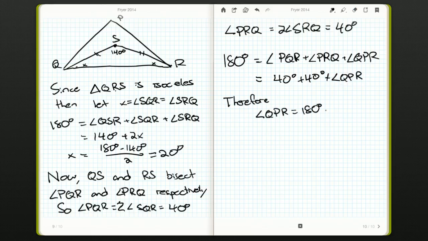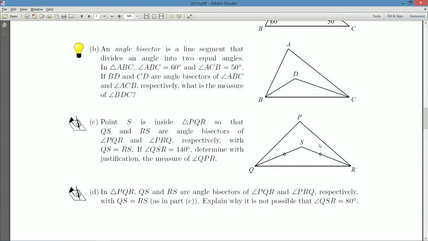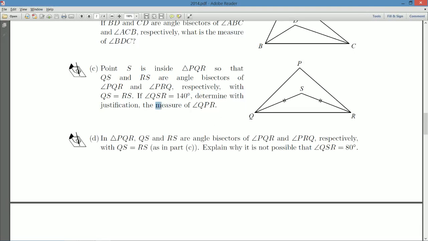So we can rearrange this. And we get 100 degrees. And that gives us the value of angle QPR. Okay, that sounds fantastic. And that's all we were asked for in part C. That's great. And we justified it by stating what we were doing as we went along.